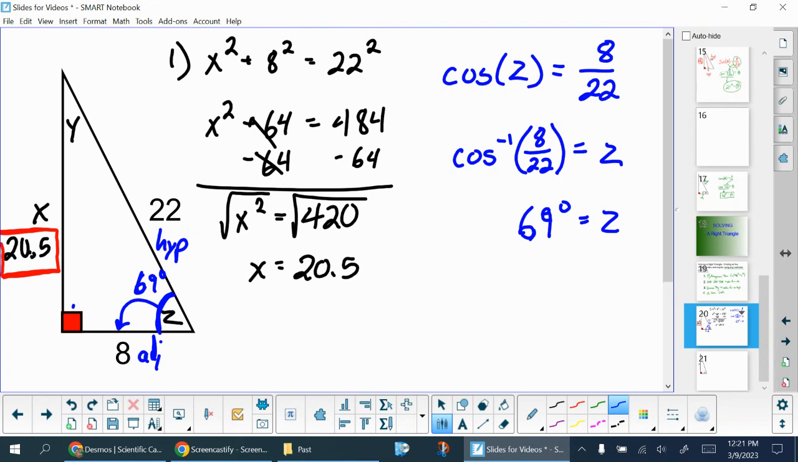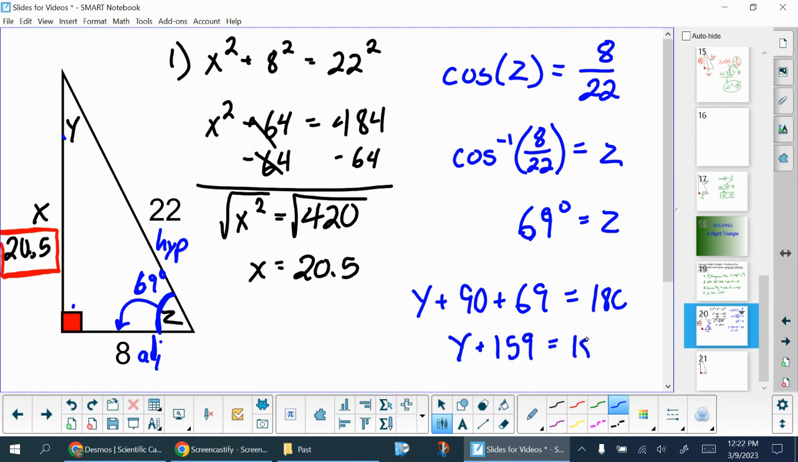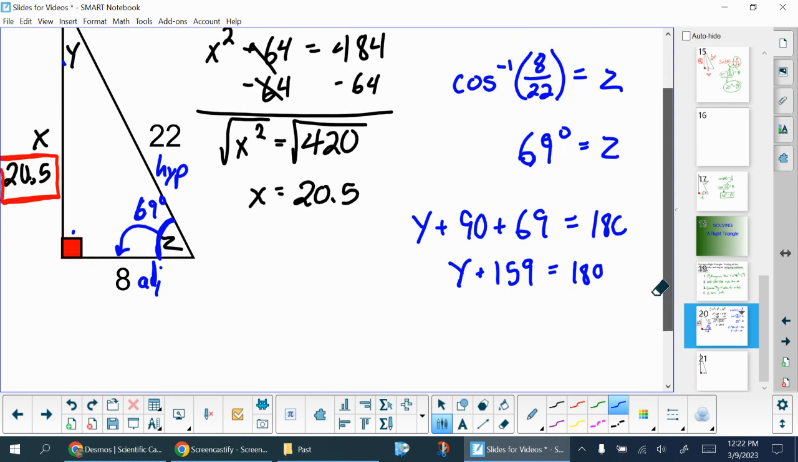So if I've got 90, 69, and y, I know that those have to add up to 180. And so I'll just add up the 90 and 69, which would be 159. And then I will subtract that 159 from both sides and get 21. So y has to be 21 degrees.